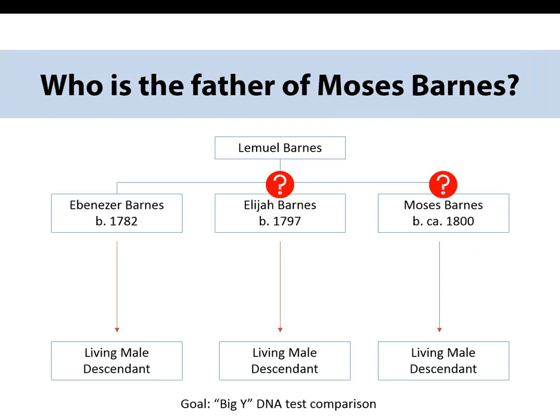This is another example of how I'm trying to help a client test out a hypothesis by doing descendancy research in combination with DNA testing. We have this question, who is the father of Moses Barnes? And through the paper trail and the historic record, I believe that Lemuel Barnes is his father, and I believe that Lemuel Barnes is also the father of Elijah Barnes. We know that Lemuel Barnes is the father of Ebenezer Barnes. So by finding living male descendants of all three of these individuals, they can take Y-DNA tests and we can compare the results and see if we can prove or disprove this hypothesis.